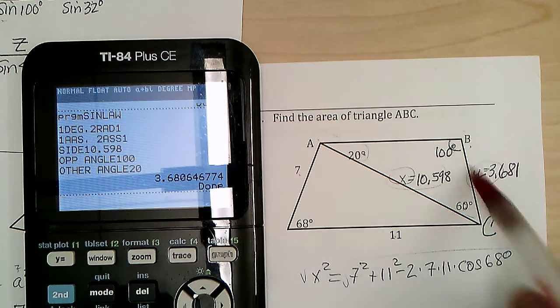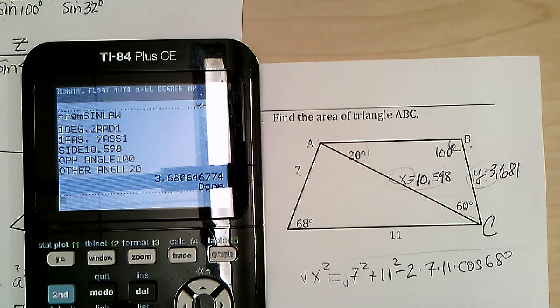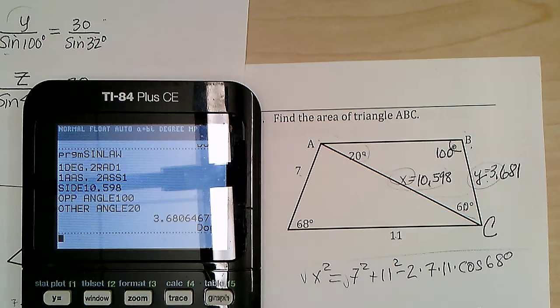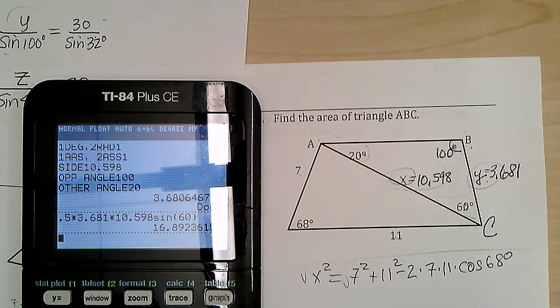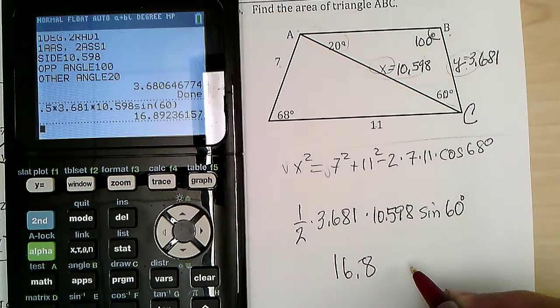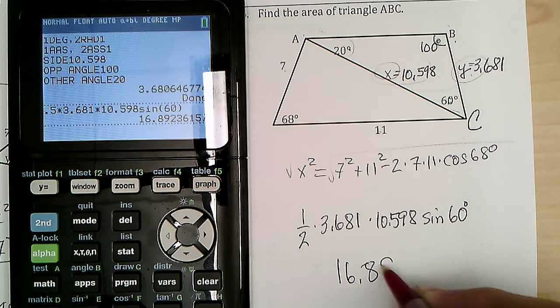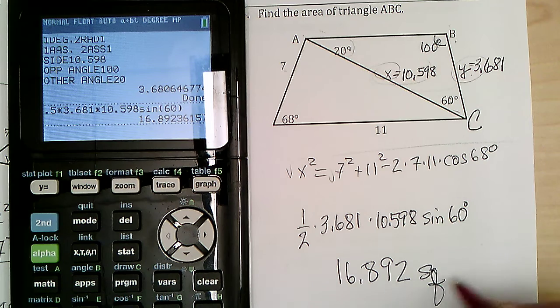So now, to find the area of this triangle, I've got to do 1/2 times the side 3.681, times another side, 10.598, times the sine of the angle in between. So I have 0.5, half, times 3.681 times 10.598 times the sine of the angle between, 60, and I'm still in degrees, so that should work. The area is 16.8, oh, sorry, dang it, 16.892 square units.